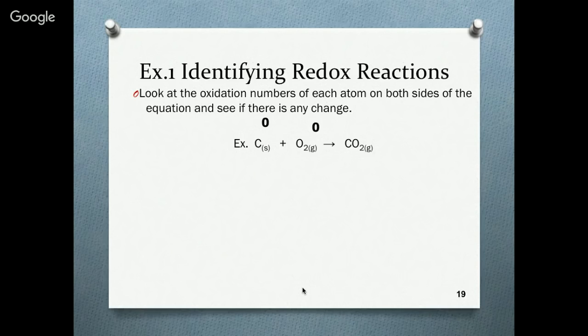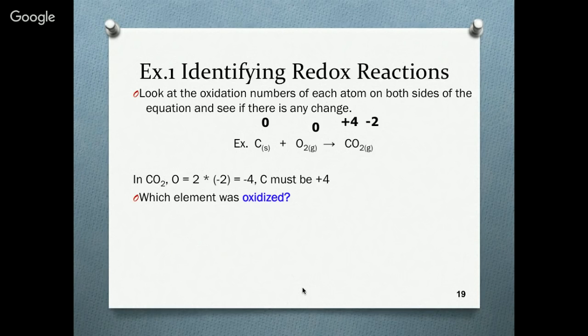Okay, so if we fill in our oxidation numbers, carbon's all by itself, 0. Oxygen's just an element, again by itself, 0. And then on the product side, oxygen is -2 times 2 is -4. So the carbon is going to be +4 and the oxygen is -2.